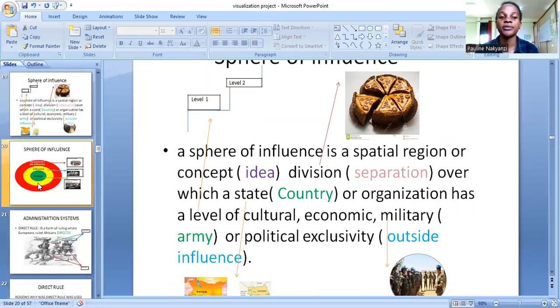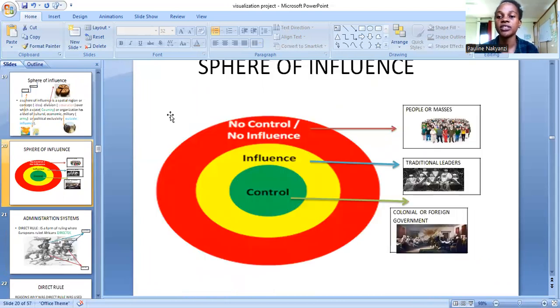We again saw the sphere of influence, and under the sphere of influence, we have no control, influence, control. And this goes with the administrative system in indirect rule, where there is colonial or foreign government, as indicated here, and traditional leaders, then the people or masses.